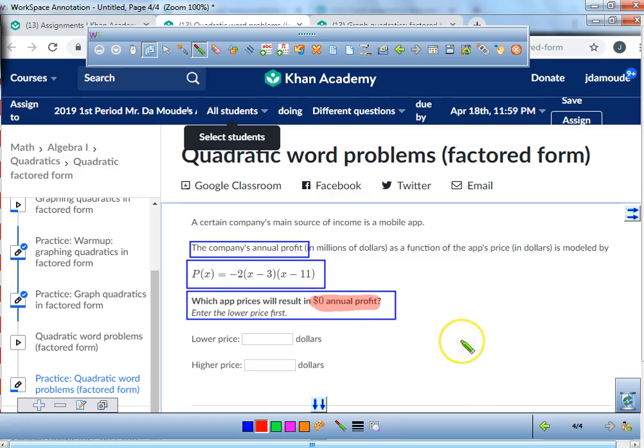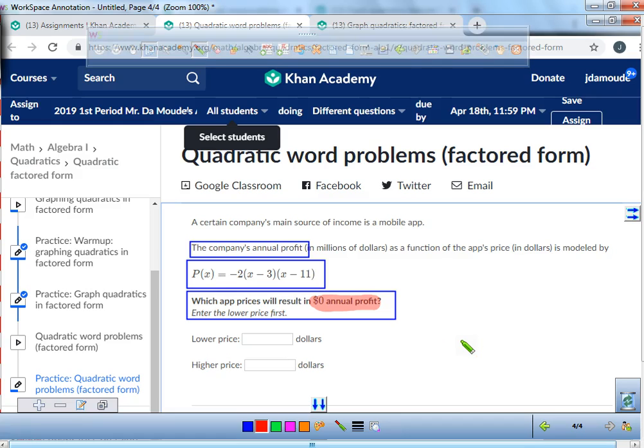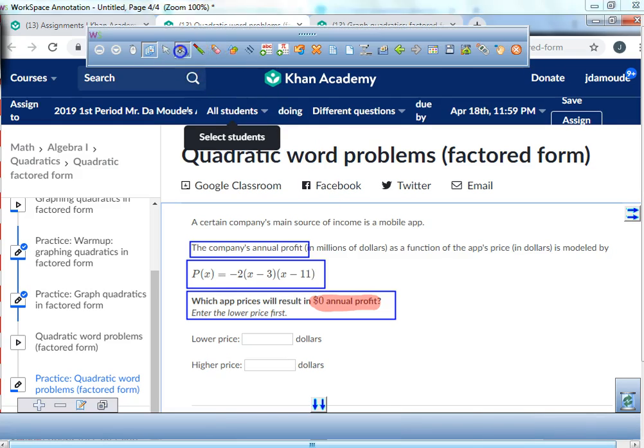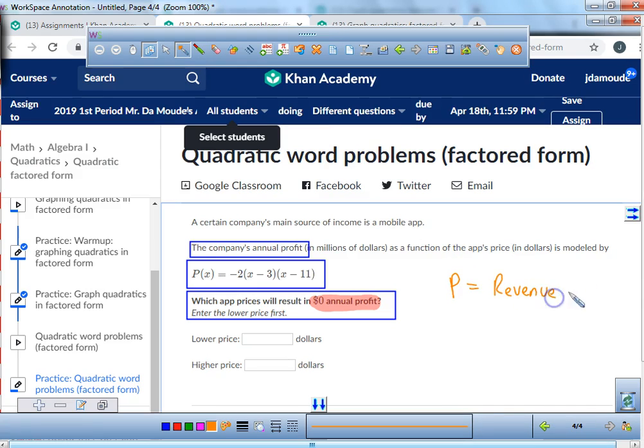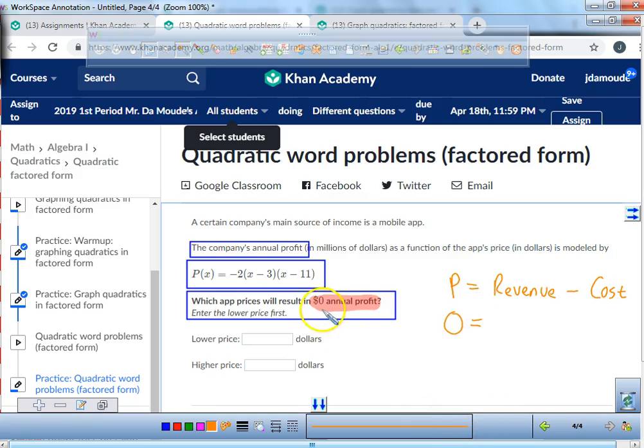Basically, you break even. You don't make any money, you have a profit of 0. All right? Profit equals revenue minus cost. That's what profit equals. Revenue minus cost. So we're looking for a revenue minus cost that equals 0. So basically, what are we looking for?